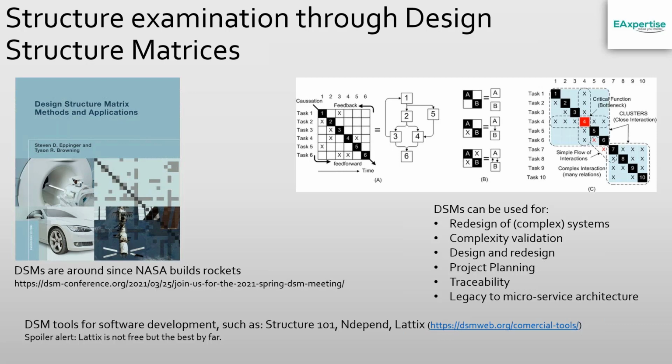DSMs are used in many cases for a redesign of a complex system, or just a design, or a validation of the complexity. They can also be used for project planning and for traceability. In IT, DSMs are one of the most interesting means to move from legacy to microservice architectures and reusing code that is involved in those microservice architectures. There are many DSM tools for software development available. I named just a few, Structure101 and Depends Analytics. And you can find more information on the dsmweb.org website on other commercial tools.